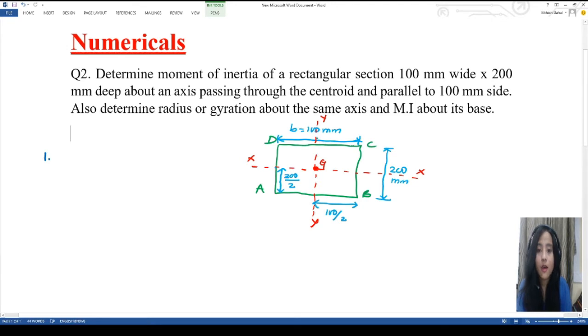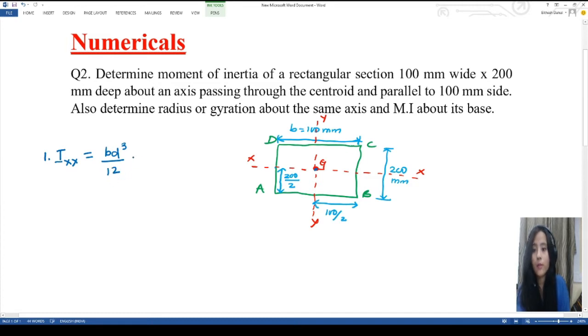If it said find moment of inertia passing through this centroid and parallel to 200 mm side, then we would be finding moment of inertia about y axis. But right now we are asked to find parallel to 100 mm side, so it is the x axis. So if I find moment of inertia about Ix, it will be equal to b d cube by 12, right?